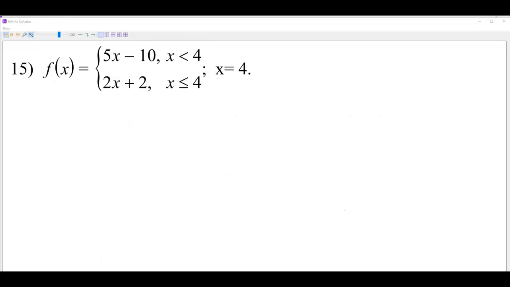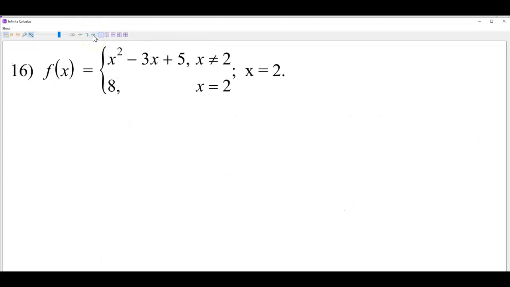All right, let's do another one like that. By the way, these are your free response portions of your exam.